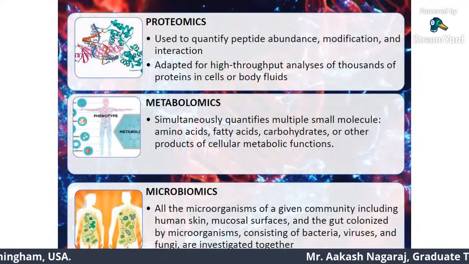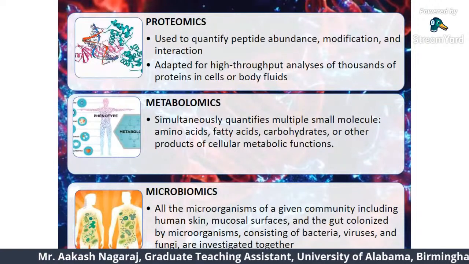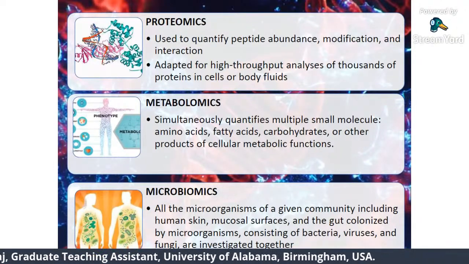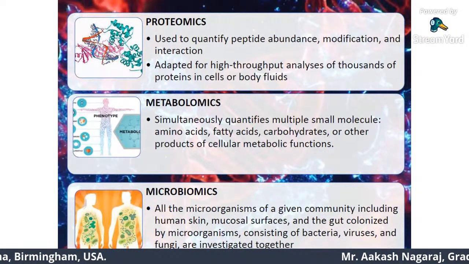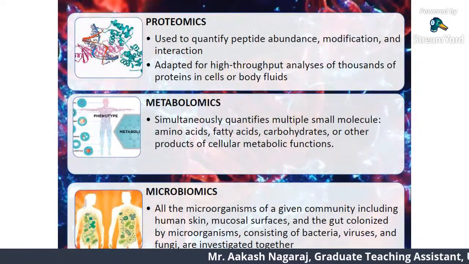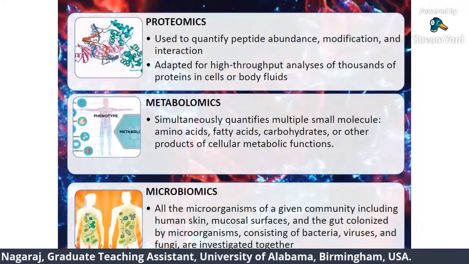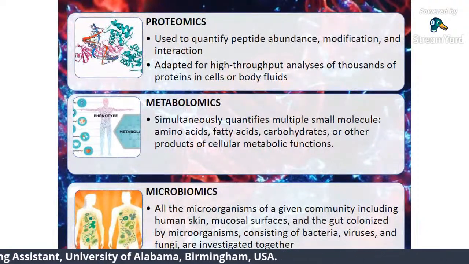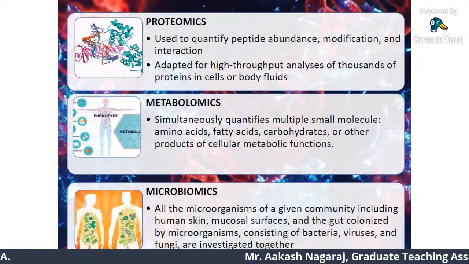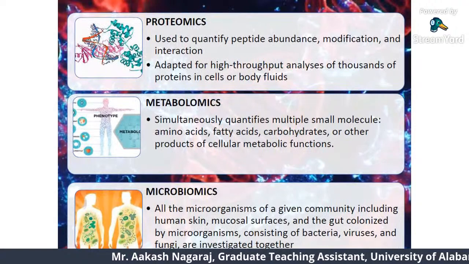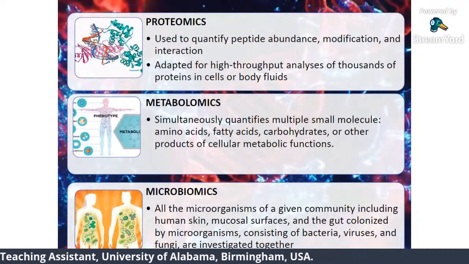Next is proteomics. This is sequencing all the proteins in the cell. This is used to quantify the peptide abundance, its modification and interaction. Next is metabolomics. This simultaneously quantifies multiple small molecules, the amino acids, fatty acids, carbohydrates, and other products of cellular metabolic functions.